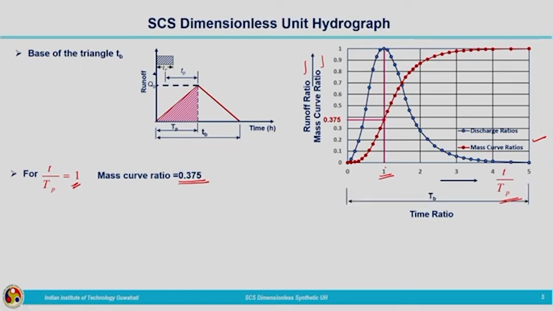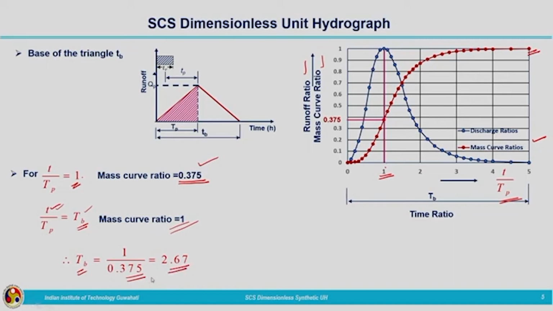Now, corresponding to the time base, capital Tb, the time ratio will be T divided by Tp. T divided by Tp is represented by Tb. Corresponding to that, we have the mass curve ratio 1. By making use of this relationship, T by Tp is equal to 1 gives mass curve ratio 0.375, and T by Tp is equal to Tb gives mass curve ratio equal to 1. So, we can write Tb is equal to 1 divided by 0.375, that is equal to 2.67.